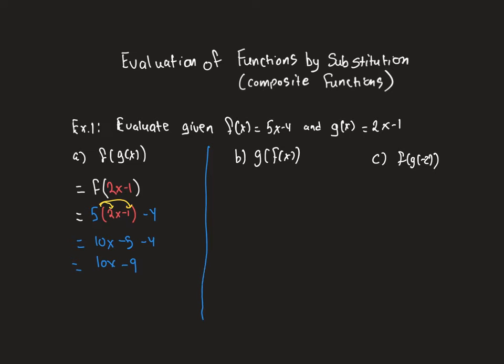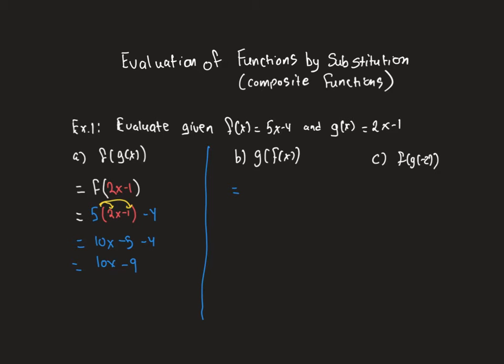Next up, I've got g of f of x. Now, remember, how do I know which equation from these two I'm substituting in and which one I'm substituting in? It's the letter on the outside. So if you see the f on the outside, then I'm using 5x minus 4 as the one I'm substituting into. If I see a g on the outside, then I'm using the 2x minus 1 as the one I'm substituting into. Alrighty?